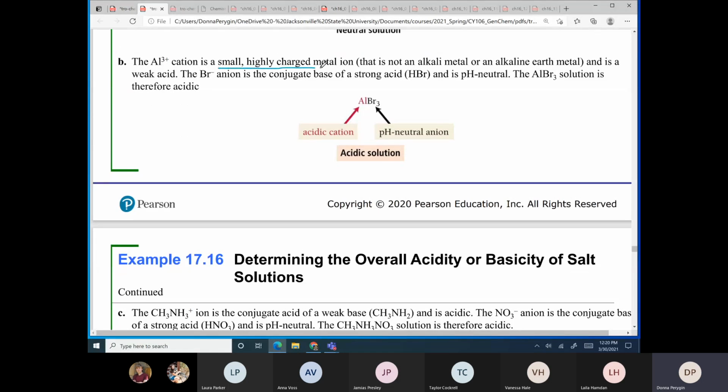Aluminum is a cation. It's a highly charged metal ion, and so therefore it acts as a weak acid. So aluminum is acidic. The bromide is pH neutral because remember HBr was a strong acid, so that's going to make bromide a pH neutral anion. So because the aluminum can act as an acidic forming cation, then we get an acidic solution.